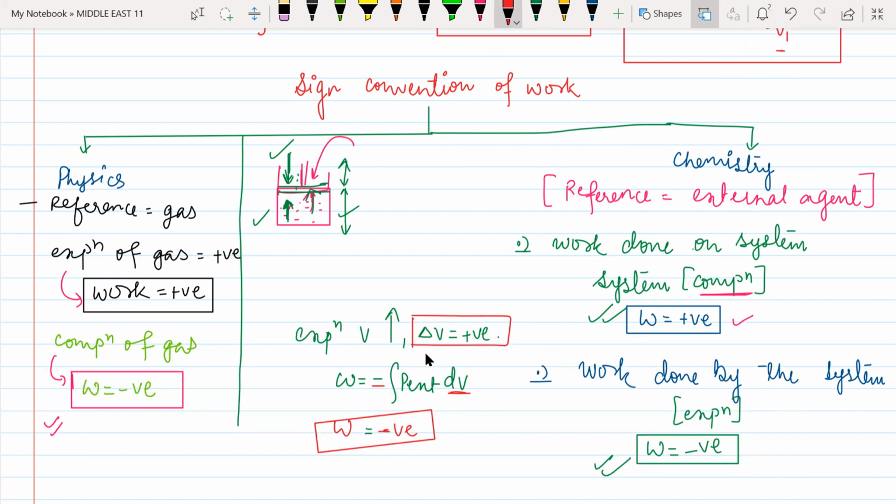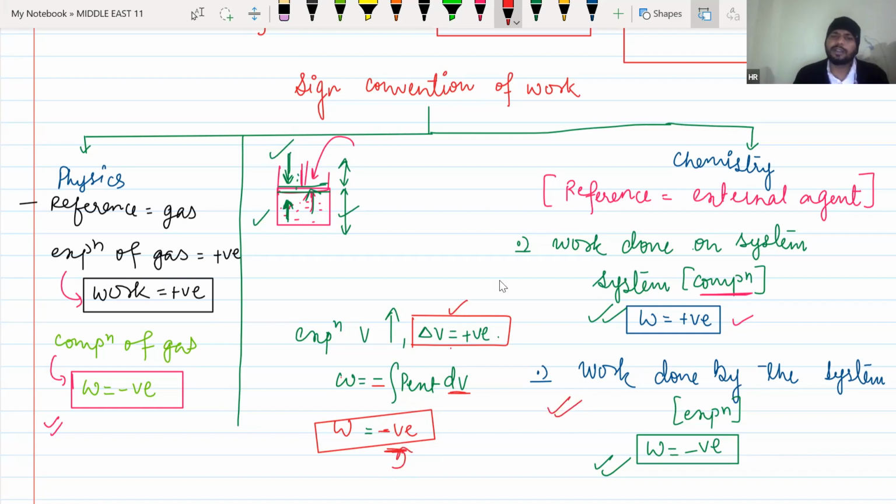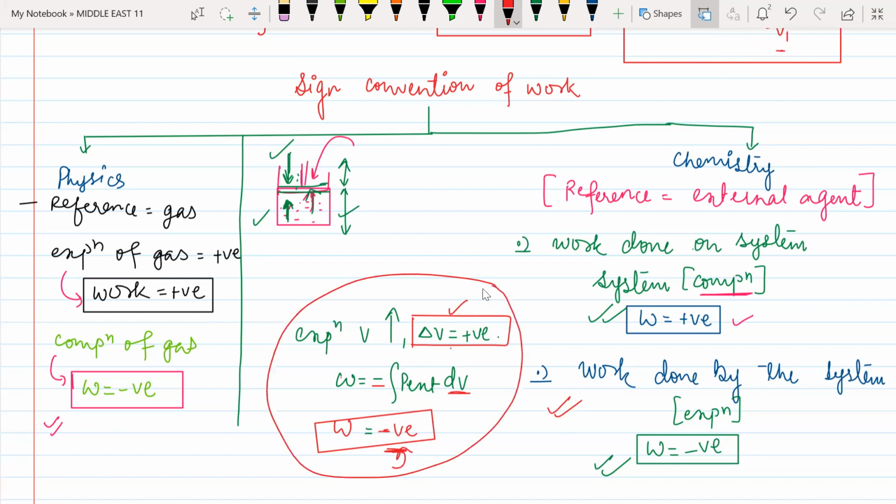Yes, sir. Delta means change. Delta V means change in volume, that is final volume minus initial volume. If expansion takes place, that means final volume will be increased. That's why delta V is positive. And you can see again, for expansion, work done will be negative. Everyone okay with this? Yes, sir.